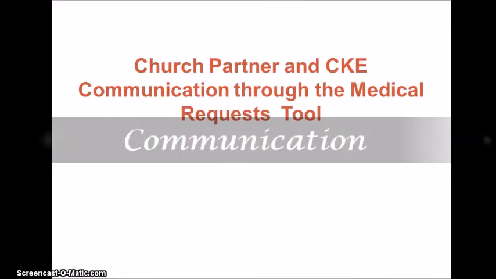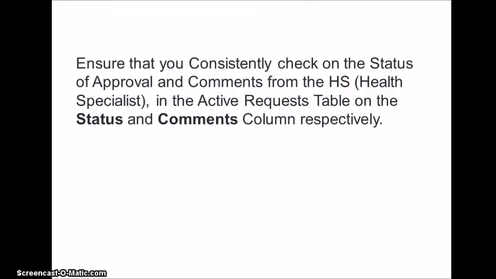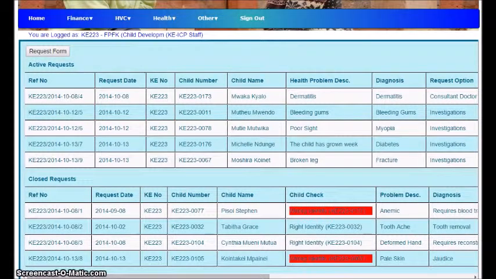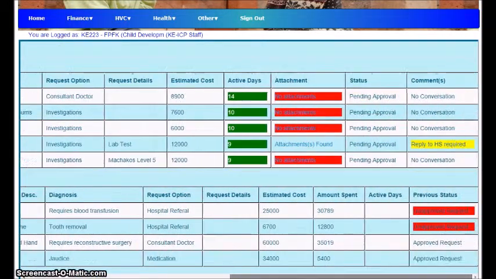Now, let us look at the charge partner and CKE communication through the medical request tool. First, ensure that you consistently check on the status of approval and comments from the health specialist, also abbreviated as HS, in the active request table on the status and comments column respectively. To view this, scroll to the right hand side of the active request table. There you'll find the status column, as you can see, and the comments column. Note: the comments under the status column and the comments under the comments column vary.